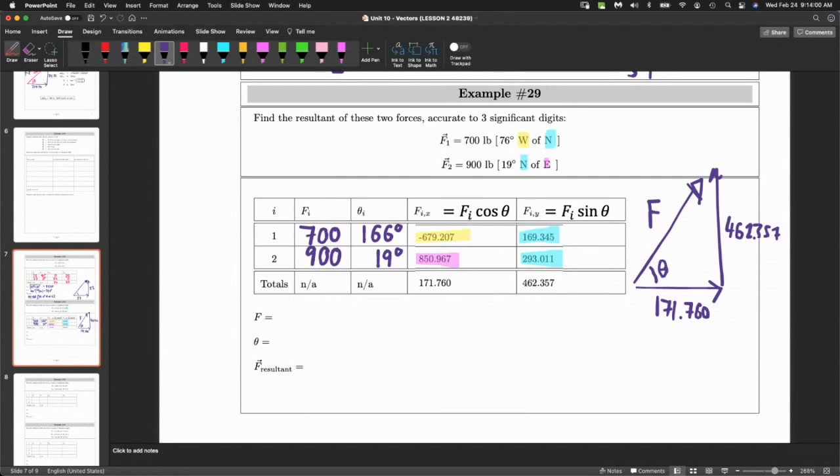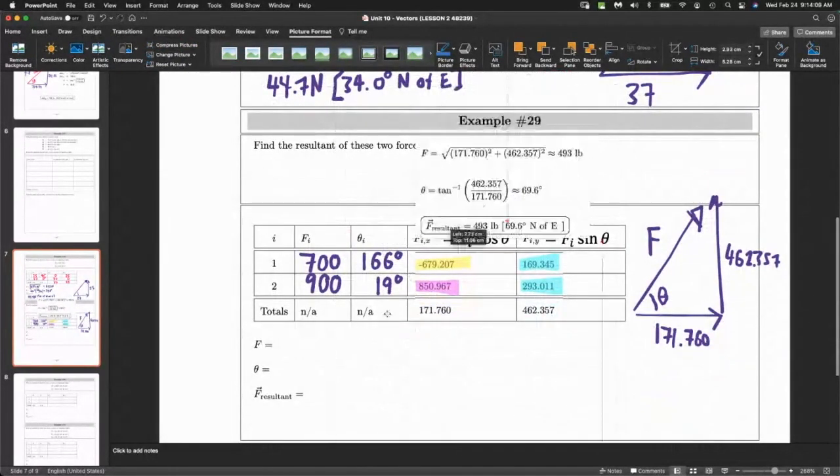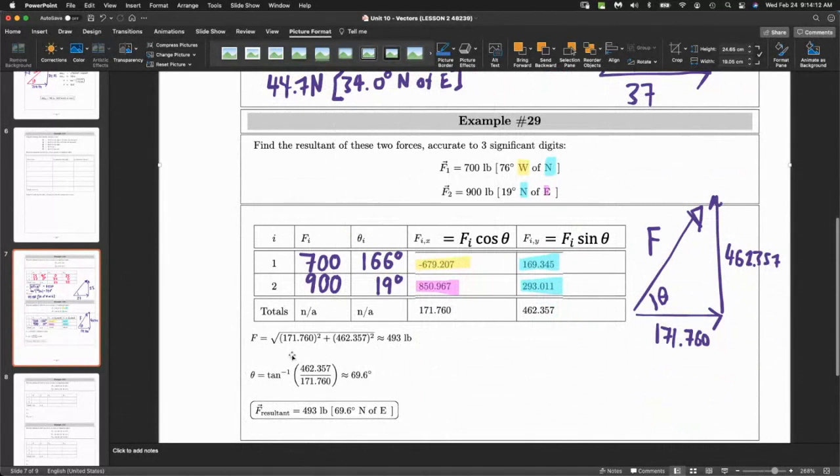So let's get those calculations on paper, or at least on the screen. There's the calculations. I did the Pythagorean theorem here using the horizontal and vertical component sums to get 493 pounds of force. Now that's the magnitude. We need a direction. The direction is obtained by finding theta using inverse tangent. Once we get theta, which is 69.6, again, this question is a north of east answer.